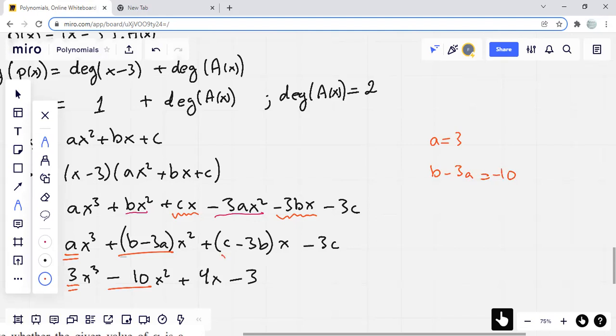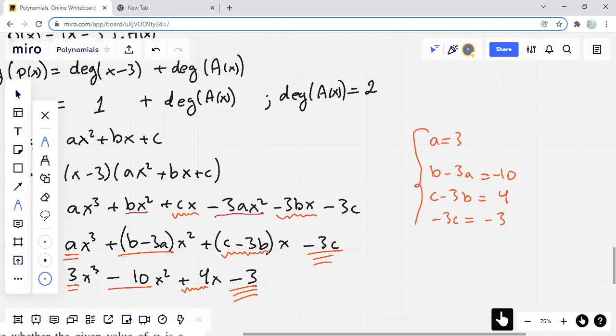C minus 3b is equal to plus 4. Pay attention for the signs. C minus 3b is equal to 4. And finally, the constant term over here is equal to the constant term over here. So minus 3c is equal to minus 3.